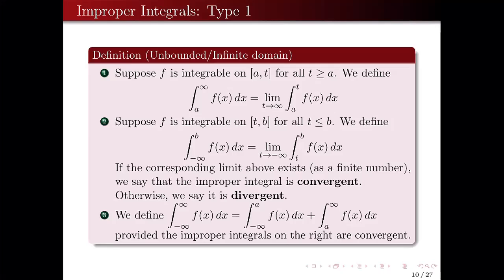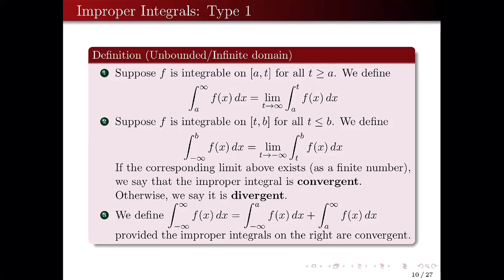So the improper integral from negative infinity to plus infinity of f of x dx, you can define this as the improper integral from negative infinity to a of f of x dx plus the improper integral from a to plus infinity of f of x dx. We define this provided the improper integrals on the right are convergent. So just some quick remarks. If this integral here exists and this integral here exists, then this improper integral here also exists.